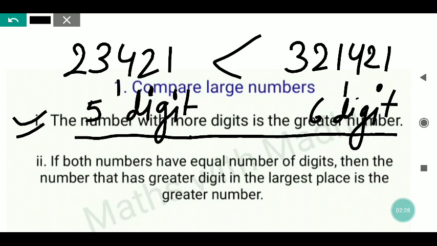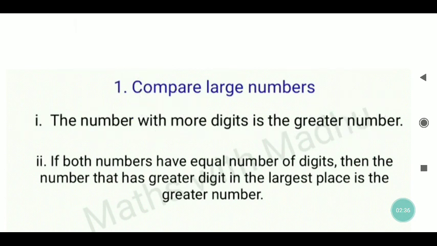Okay, you can easily put the sign of greater than on the side where the number of digits are more. Okay, this first point is: the number with more digits is the greater number. This point only I was dealing with.